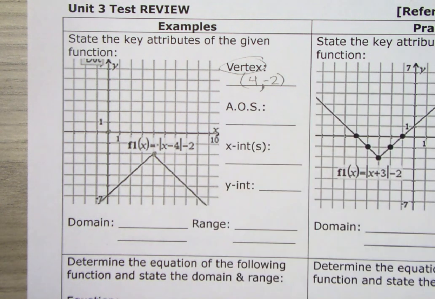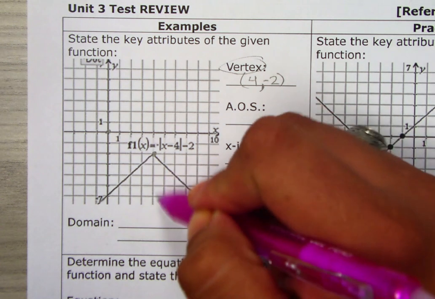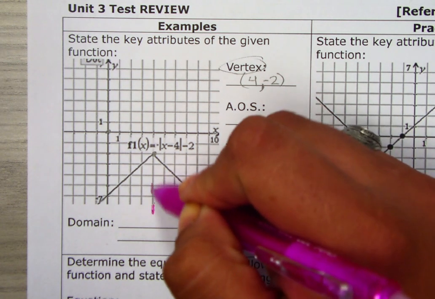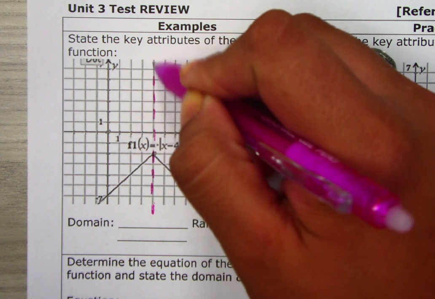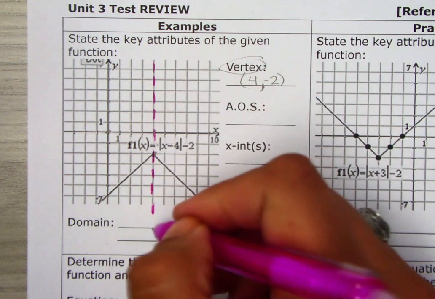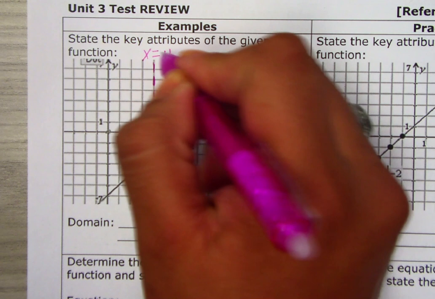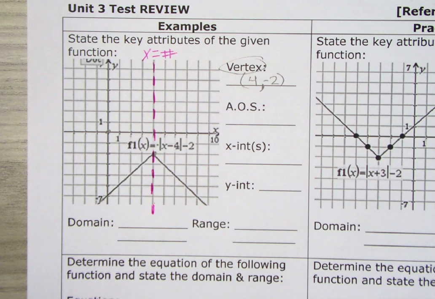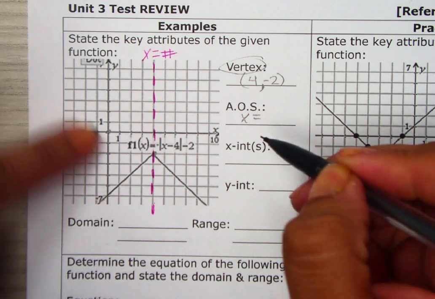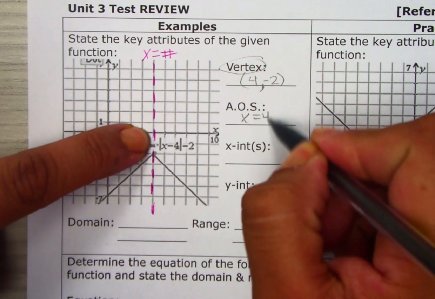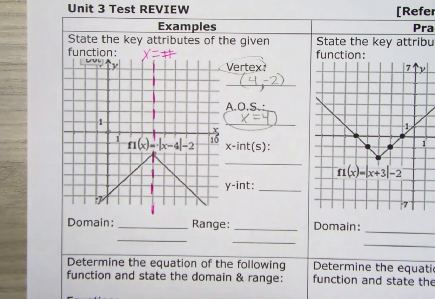AOS stands for axis of symmetry, and axis of symmetry is the line of symmetry that we graph, cutting the, not the parabola, the function in half. So we draw a vertical line going through the vertex. And any vertical line will always start with x equals a number. So in this case, our axis of symmetry will be x equals, and it goes through x equals 4. That's the axis of symmetry.